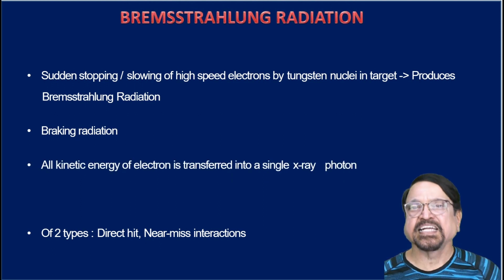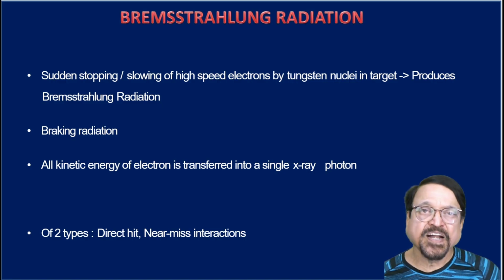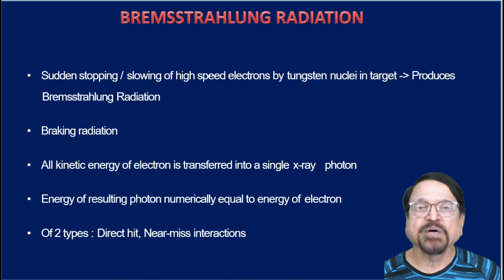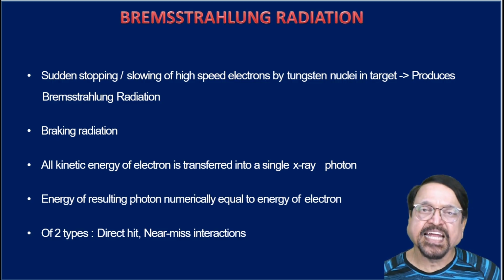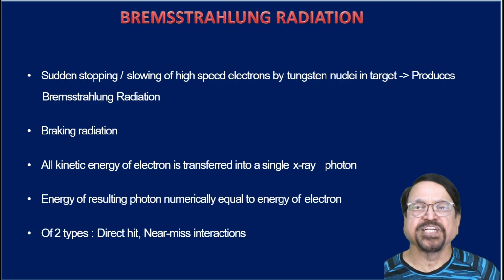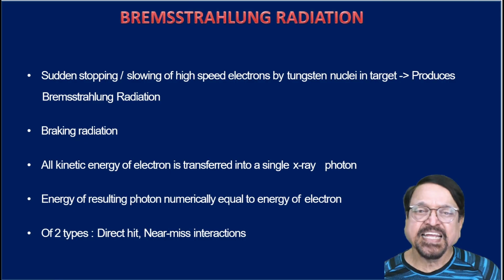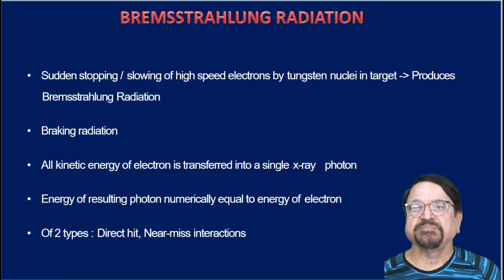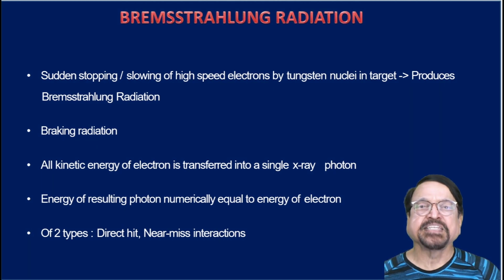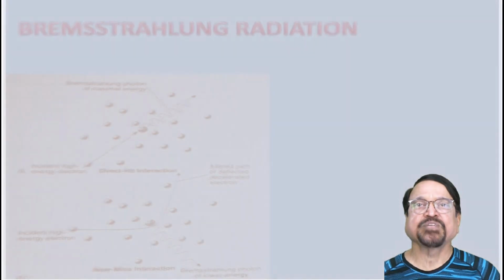Here what happens is the kinetic energy of the electron is transferred into a single X-ray photon. So it is a transfer of energy, some into the heat and remaining into the X-ray photon. A photon is a packet of energy. The energy of the resulting photon is numerically equal to the energy of the electron. This is the conservation of energy. Of the two types, direct hit and nuclear interactions are the two interactions, depending on where the high speed electron will hit.